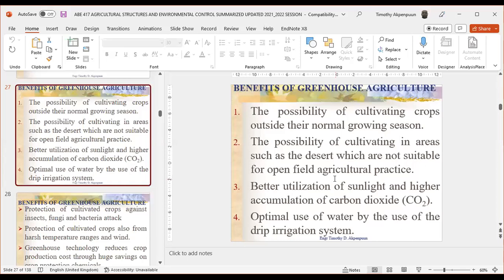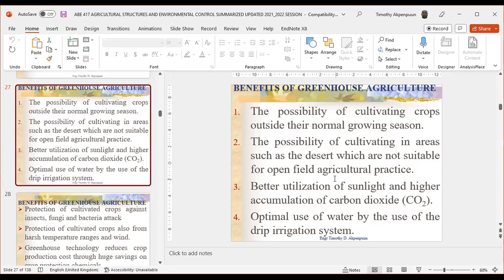You know what I say? It says better utilization. Now, look at this. Your environment is enclosed, right? And at the same time, better utilization here is not referring to the fact that you are going to have more light in the greenhouse than in the outside.